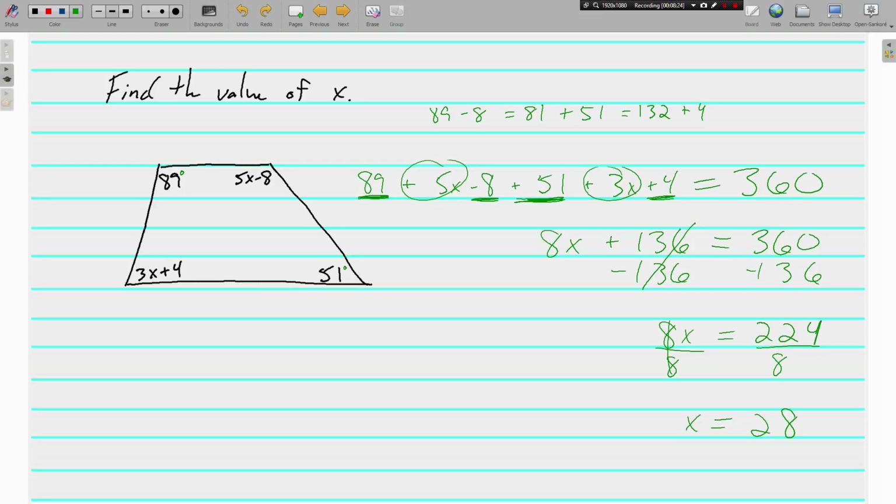Now this problem it just said to find the value of x. It didn't say what are the 4 angle measures. So I'm good. Right there. There's the value of x. It's 28. Answer what you're asked.